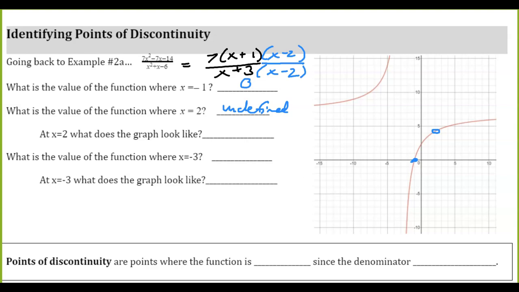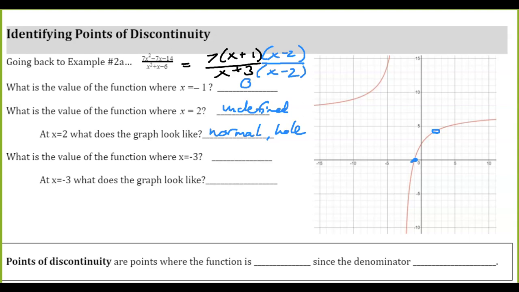At x equals 2, what does the graph look like? It looks normal, to me anyway, but with a hole. So there is a hole there, a piece that's cut out. Let's move on here and talk about the next one.